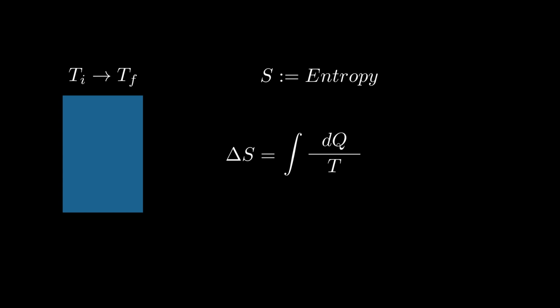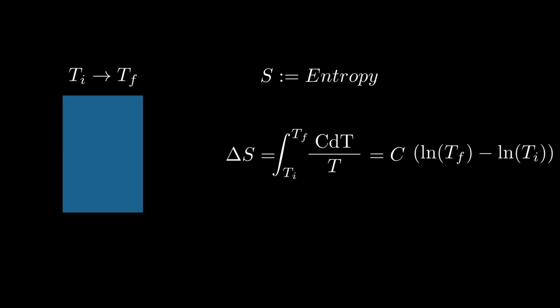But we already know the change in heat for a block. That was just C dT. Integrating this between an initial temperature Ti and a final temperature Tf then gives the following equation. Delta S equals C times the ln of Tf over Ti. We'll need this equation later, so let's dagger it.